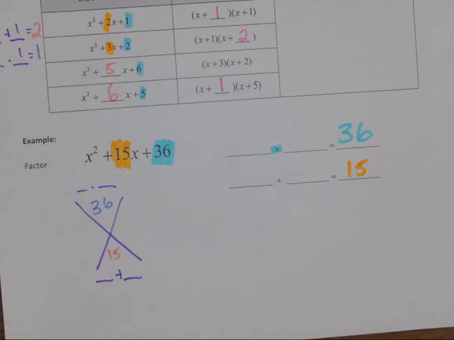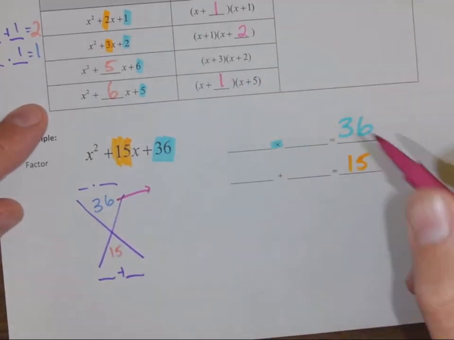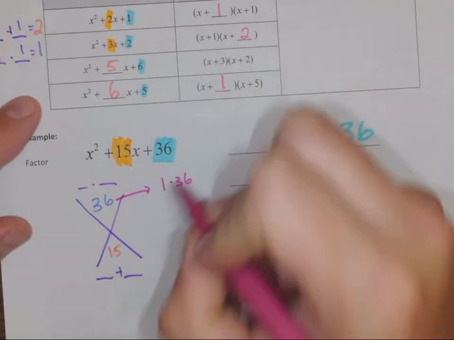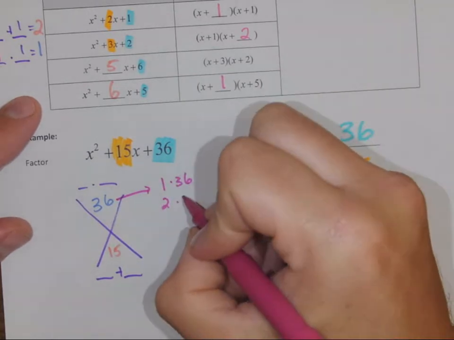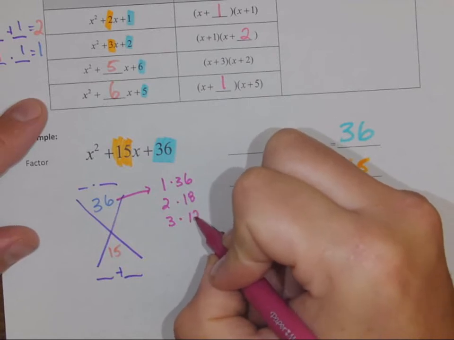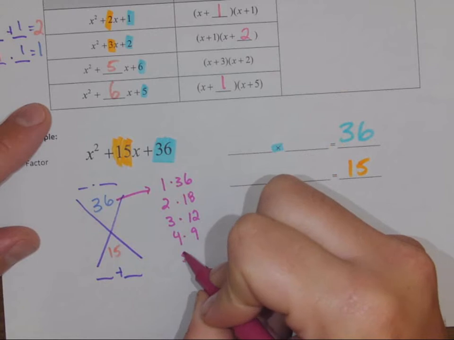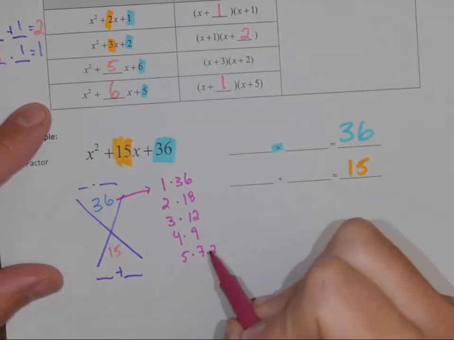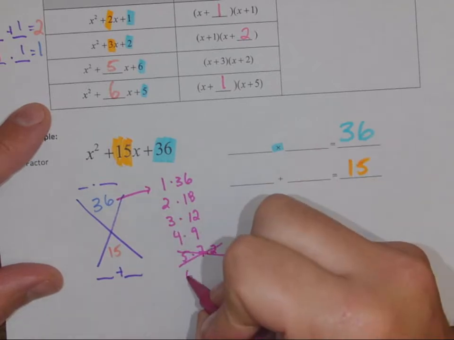If we're not sure where to start, let's start with everything that multiplies to 36. So we might take our calculator and say 36 divided by 1 is 36. 36 divided by 2 gives us 18. 36 divided by 3 gives us 12. 36 divided by 4 gives us 9. 36 divided by 5 gives us 7.2. Well, we want whole numbers, so we're not even going to look at that one. 36 divided by 6 gives us 6.